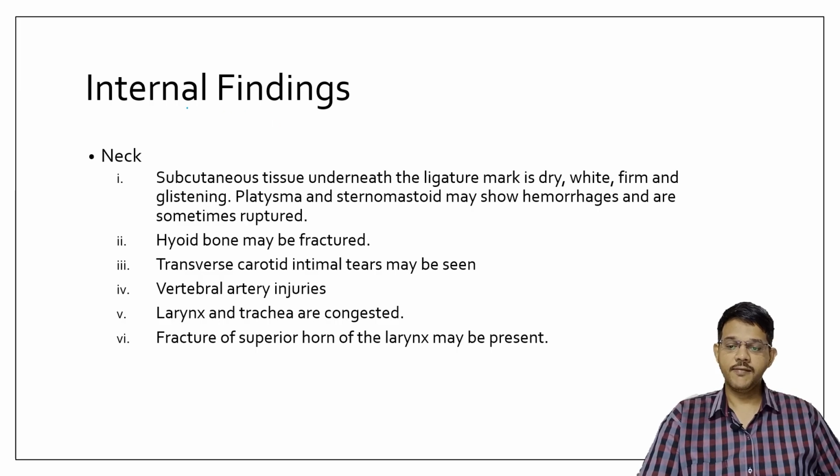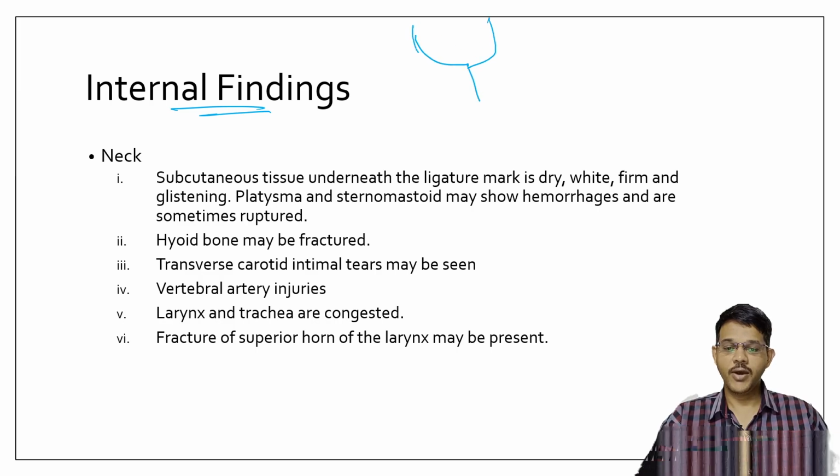Now coming to internal findings, dissection of the body. In case of hanging, usually a modified Y-shaped incision is taken. The modified Y-shaped incision usually extends from the back of the neck, back of the ears, and below, to the point of the clavicle and along the sternum and below. This modified Y-shaped incision is usually taken to prevent damage to the ligature mark.